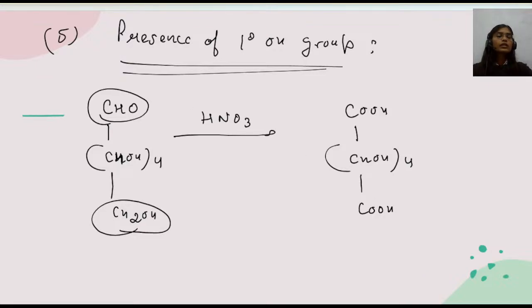Before running this test for the presence of the primary alcohol, it was already confirmed that the aldehyde is present. Maybe the question arises, ma'am, isn't the terminal CHO the one that is oxidized? It is secondary, sorry, primary alcohol. No, this part is already proved, that one is an aldehyde. So it is confirmed now. What was the change? That this is a primary alcohol, and it becomes COOH there.